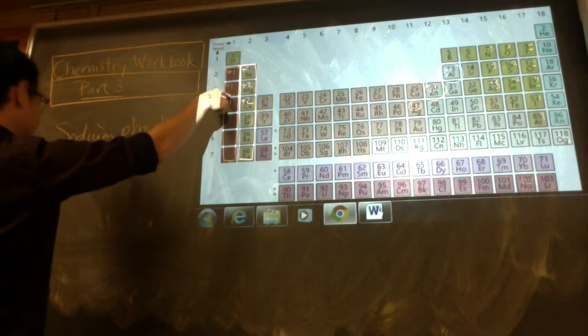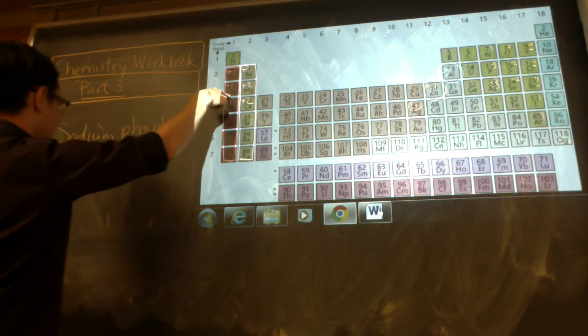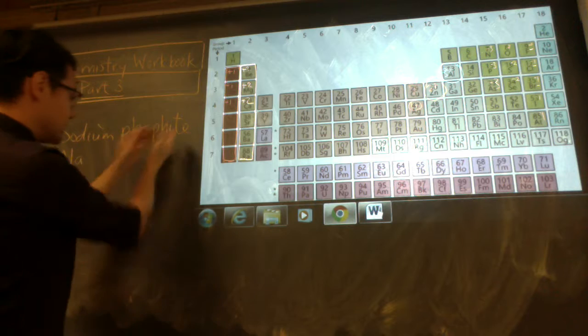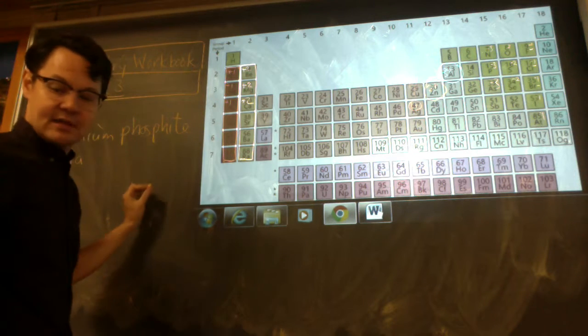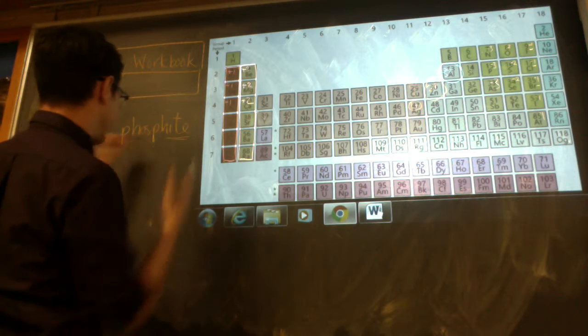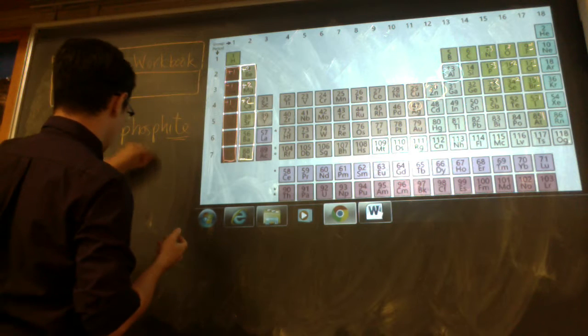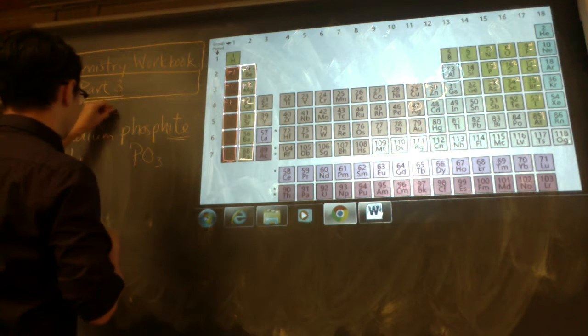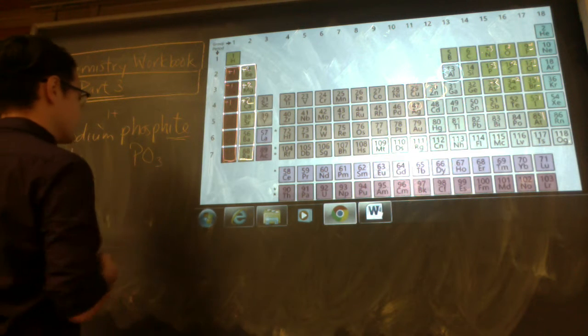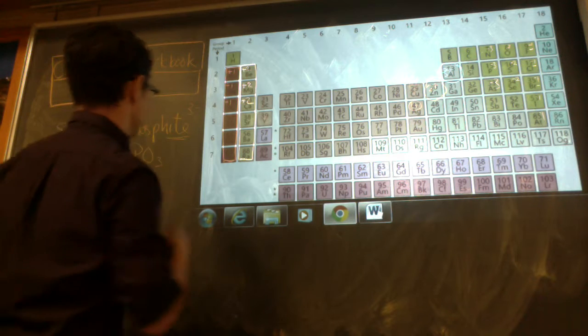Well, sodium is Na. Phosphite, you look at the back, you see it's not phosphide, it's phosphite. And the ITE or the ATE tells you to go to the back of your sheet and find out what that group is. And it's PO3. The charge on sodium is 1 plus. The charge on phosphite is 3 minus.